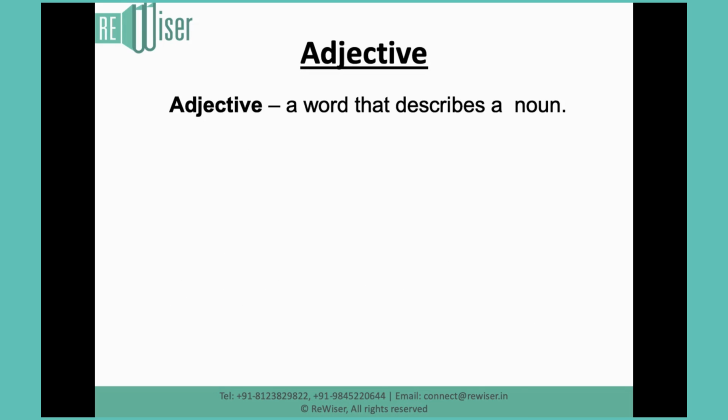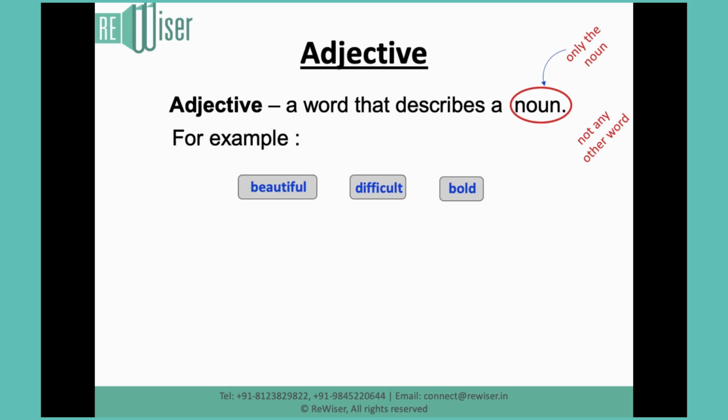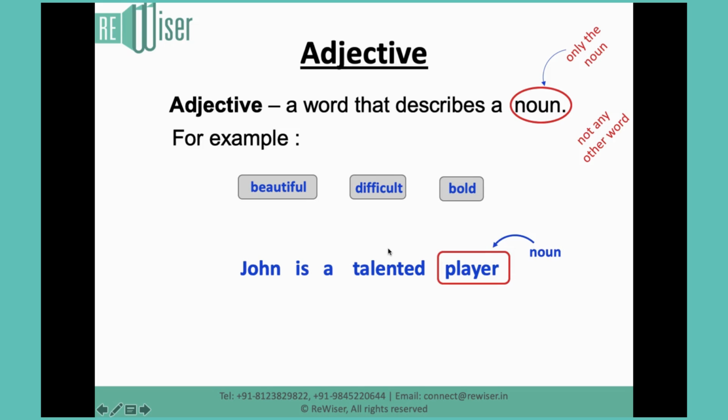Then we move on to adjectives. An adjective is a word that describes a noun, just a noun, nothing else. So what we're trying to say is any description of anything else would not be an adjective. For example, beautiful, difficult, bold, etc. John is a talented player. Player is the noun that is being described by the word talented, right? So it describes the player.